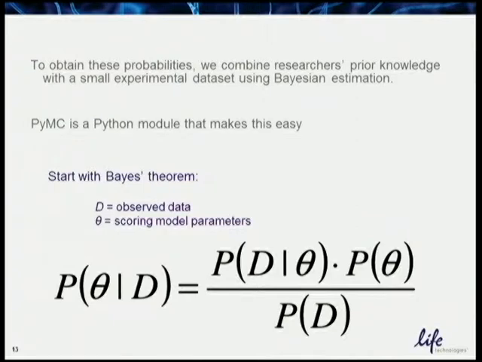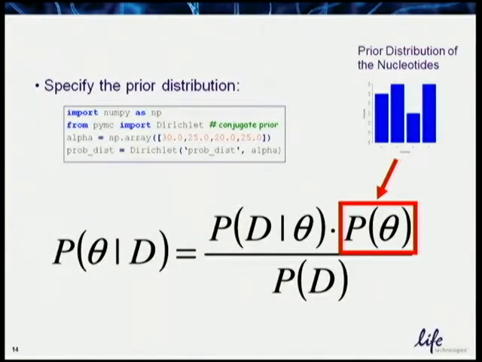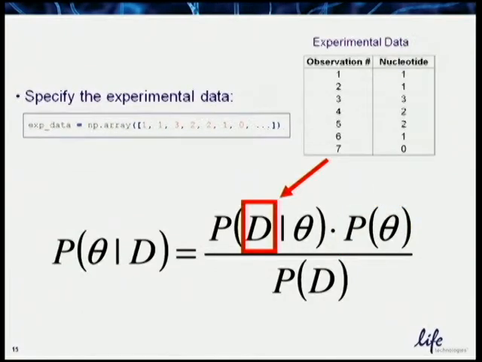So to obtain these probabilities, I combined my prior knowledge about this particular domain with a small example data set using Bayesian estimation. And PyMC makes this really easy. So just to walk through PyMC, with 4 lines of code, I specify the prior knowledge. I pulled these numbers out of my head based on my knowledge of this domain and specified that in these quick 4 lines of PyMC code.